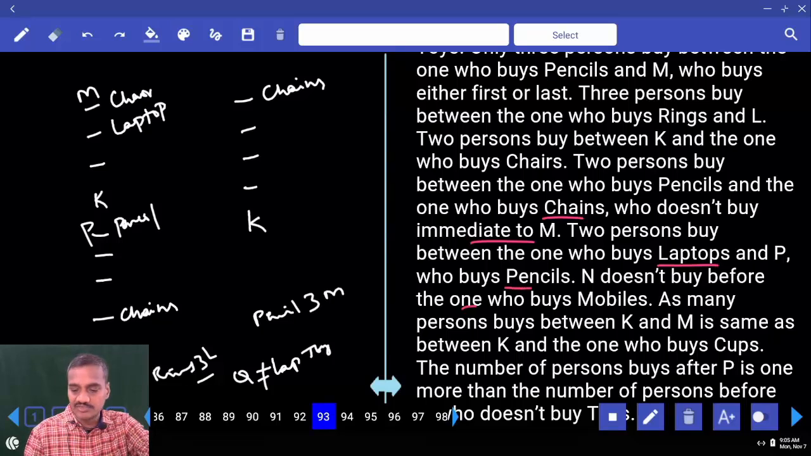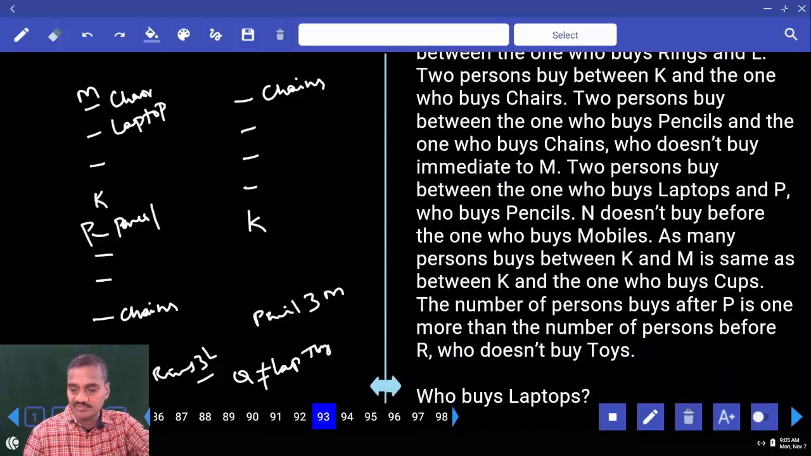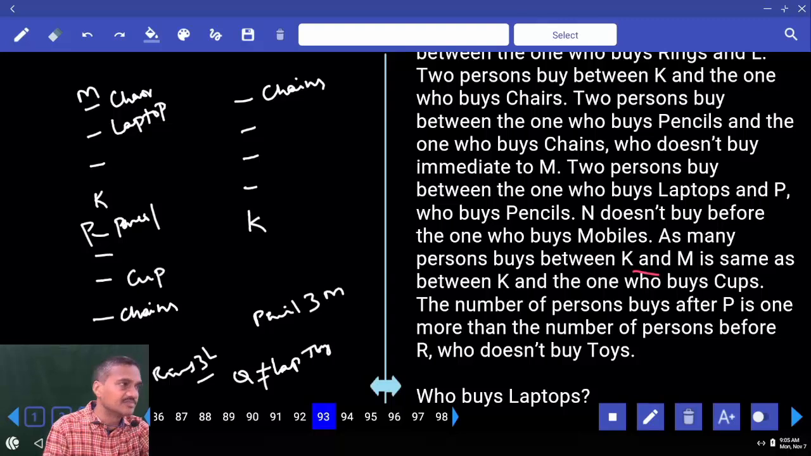And N does not buy before the one. As many between K and M as between K and cups. How many people are there between K and M? 2 people, the same as between K and cups. So K must be exactly in between, and this must be cup. And the number of persons after P is 1 more than the number of persons before R. After P there are 3, so before R how many must there be? 2 members.